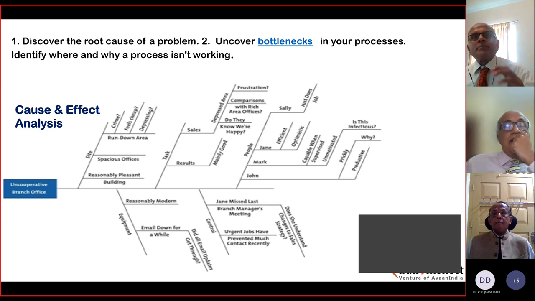So first you end up by defining what is the problem that has been identified or that you're trying to address. Do not get into the solution mode at that point in time. Just address and lay down the problem statement. Second, you try to identify the key category of causes that could have led to the problem.